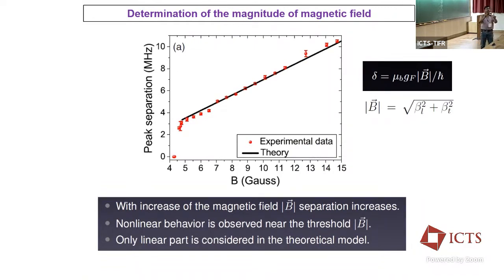You take two peaks and calibrate the separation while increasing the total magnetic field. Then you can plot the slope of that, and find out the resolution and other things. And this is how you can determine the magnitude of the magnetic field.